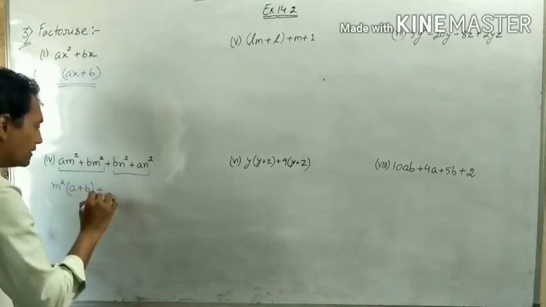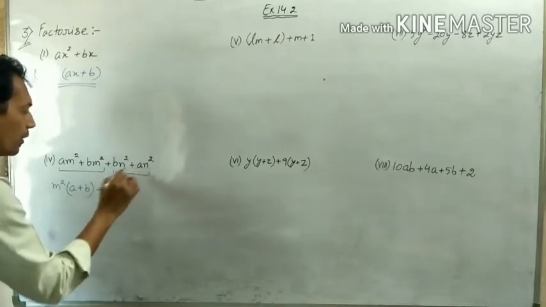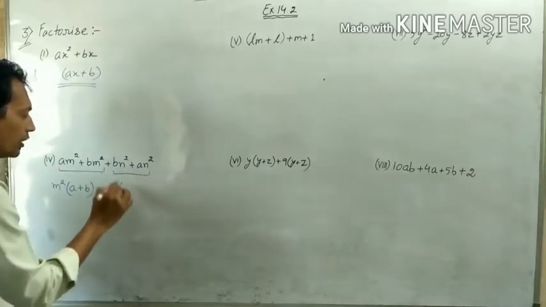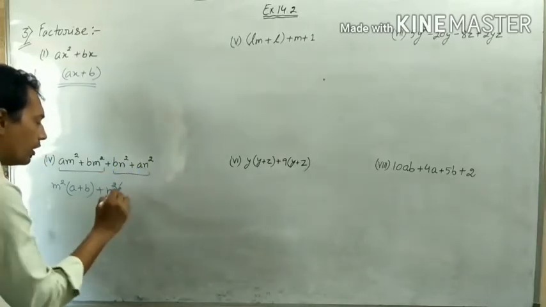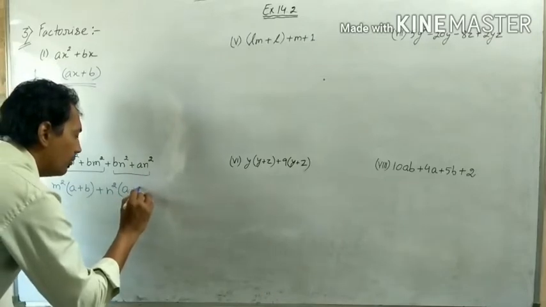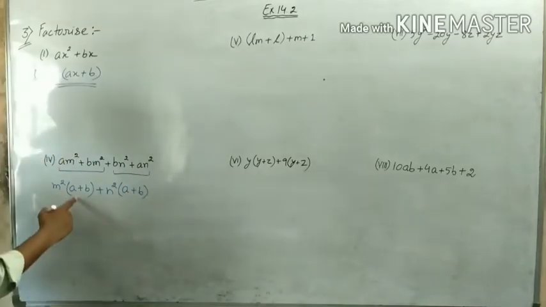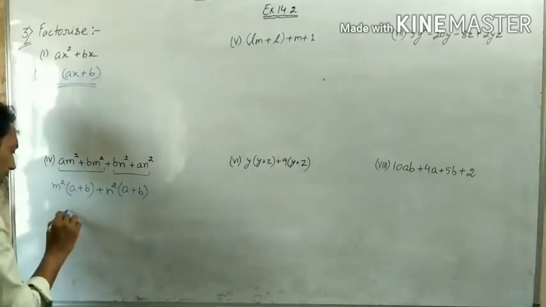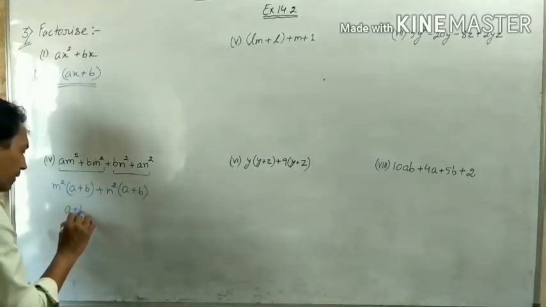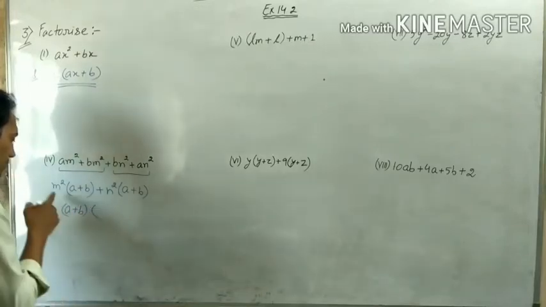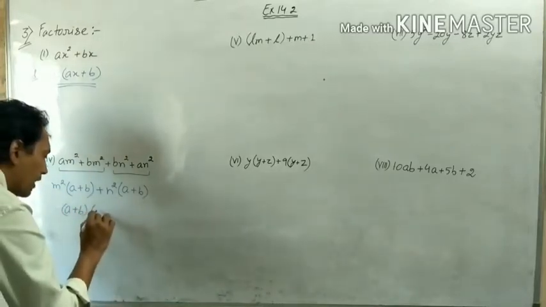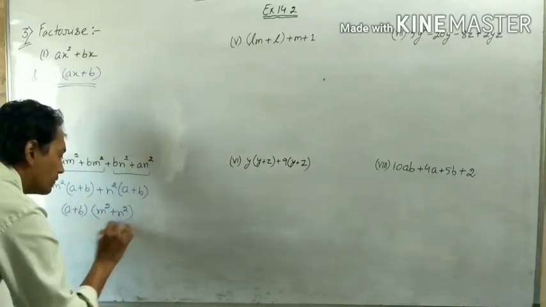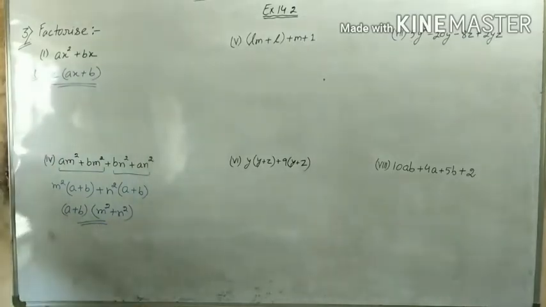Again plus, and now from here you can take n square as common, and the rest of the thing you can put in the bracket, that is b plus a, or you can also write it as a plus b. Now again you see on both sides you have a plus b, twice you have it, so you take it common, a plus b once, and the rest of the thing, m square plus n square, you can put in bracket. So this is your factorization.